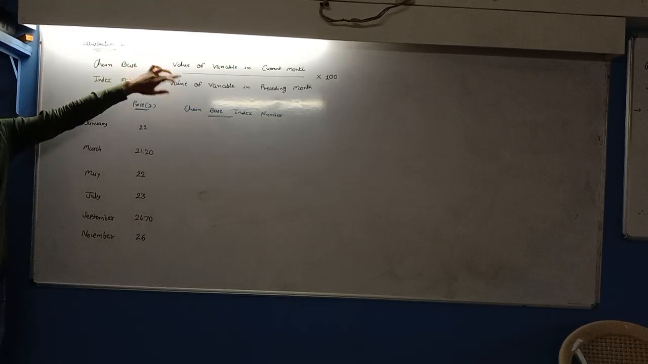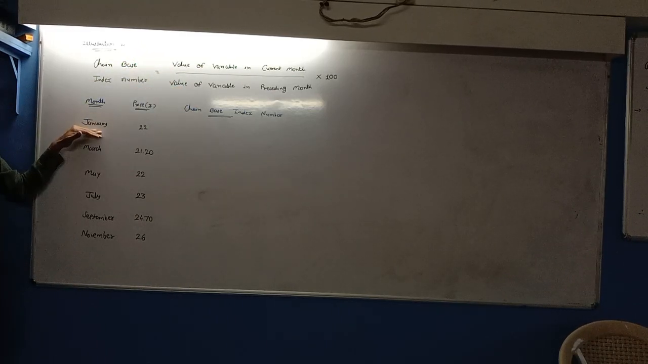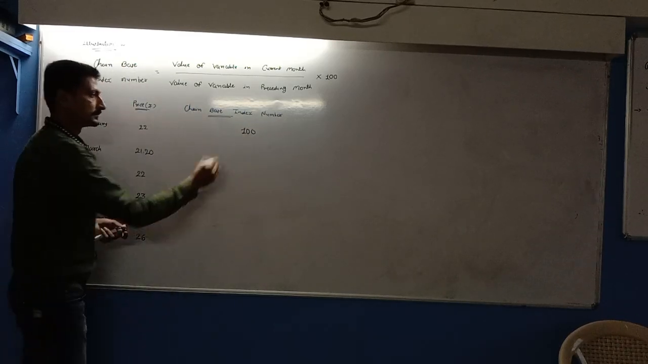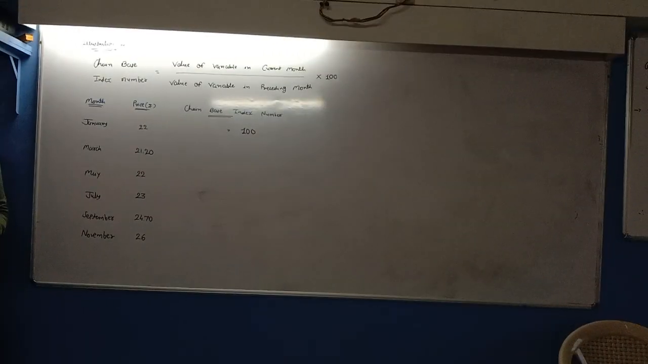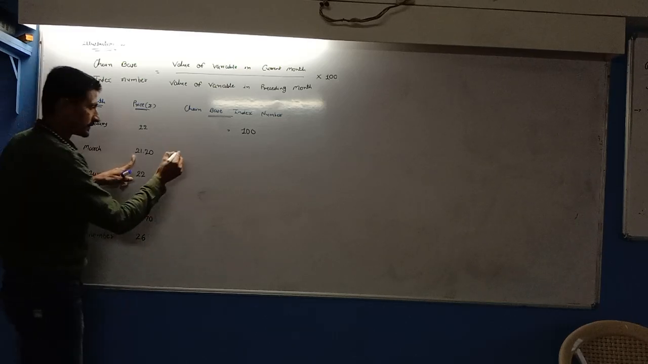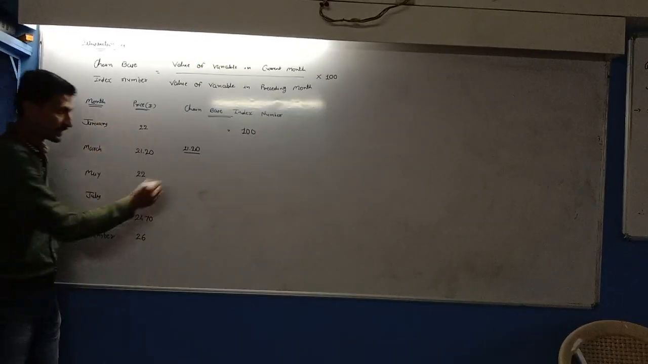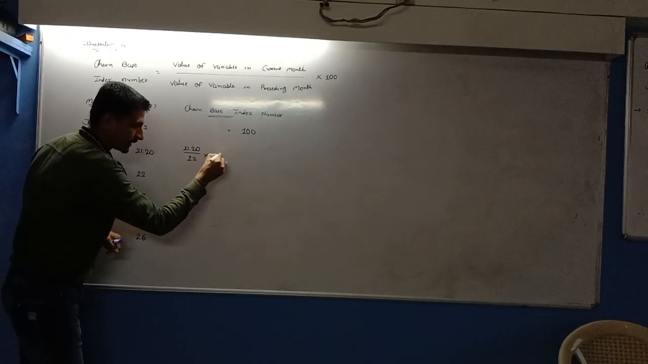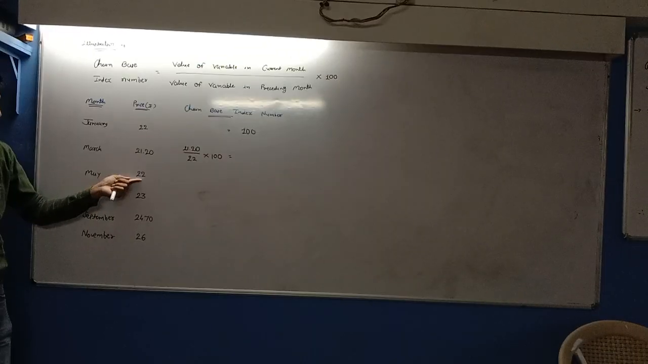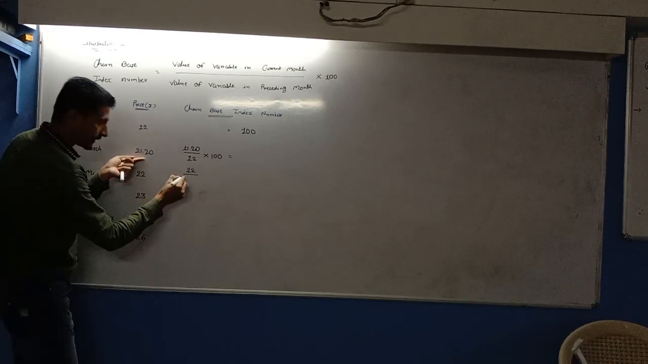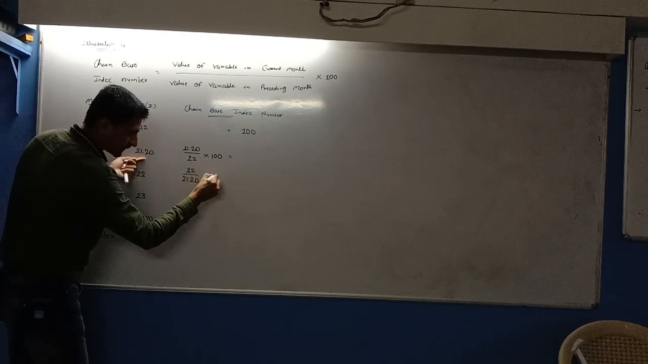Next, the last column, changes index number. Using the formula, current month divided by preceding month multiplied by 100. For January 22, preceding month data is not available, so for the first one the changes index number is directly 100. Next, current month value 21.20 divided by preceding month value 22 into 100. Next, current month value 22 divided by preceding month value 21.20 into 100.